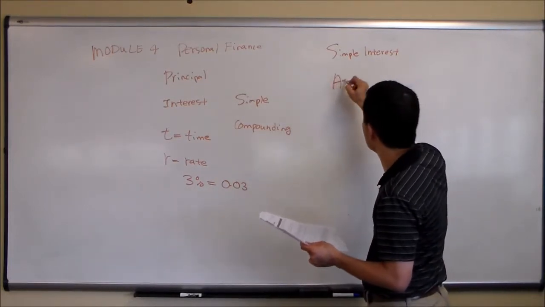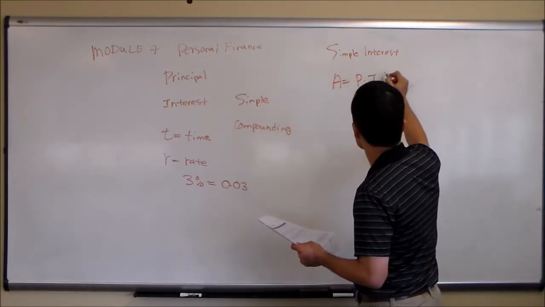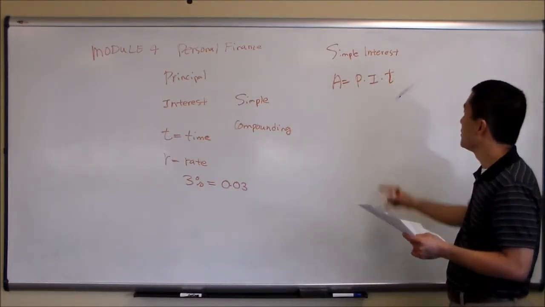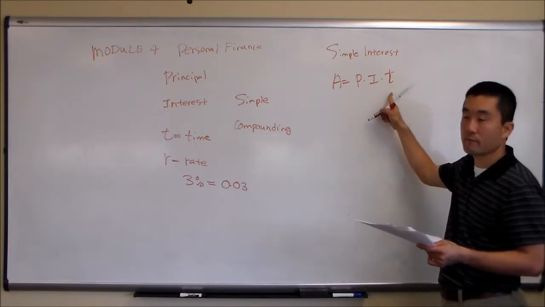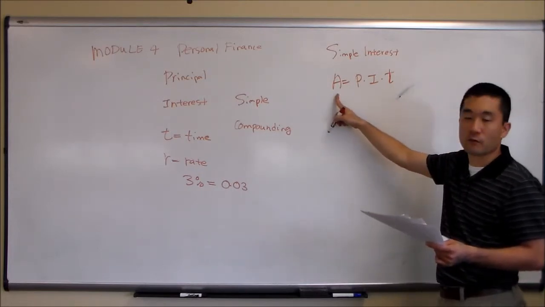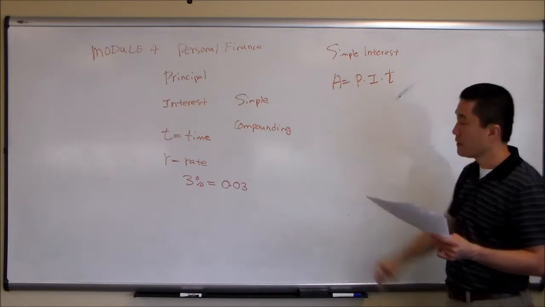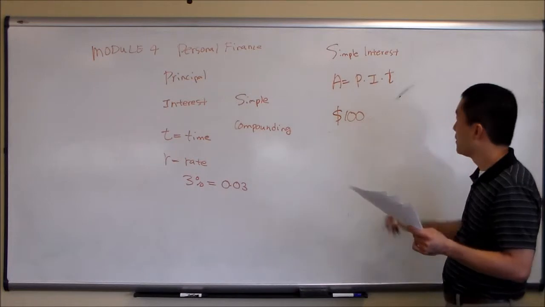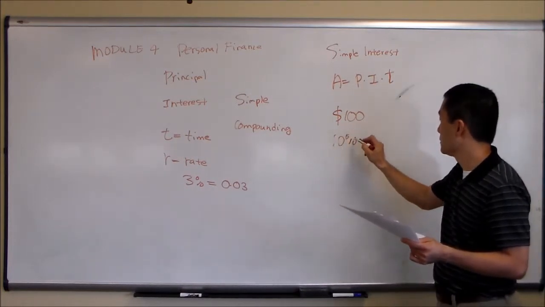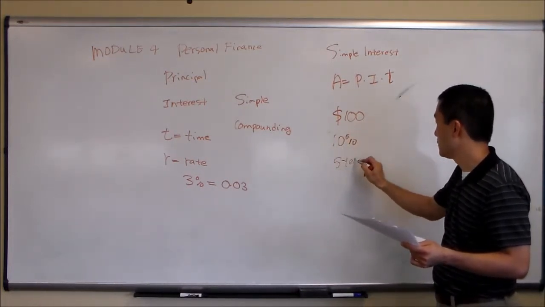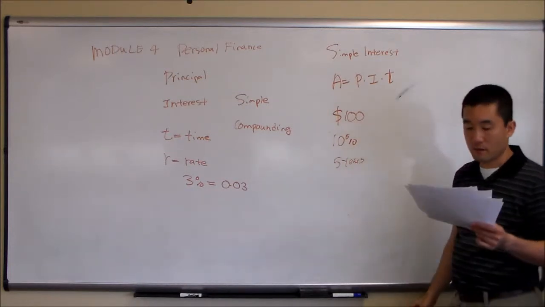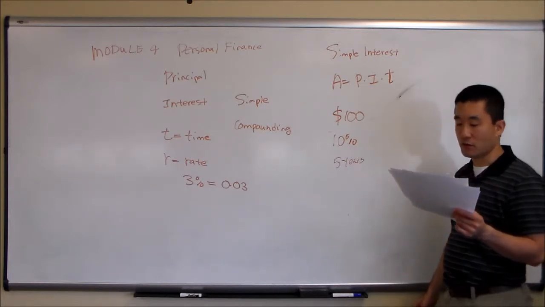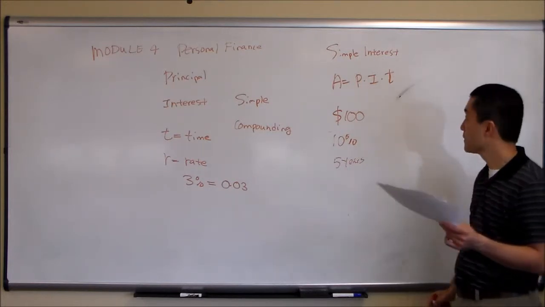The formula for that is I equals P times R times T. Principal times rate times T. I is the accumulated interest. So let's say you borrow $100 at a rate of 10% over 5 years. How much do you owe at the end of the first year, and how much do you owe at the end of the 5th year?